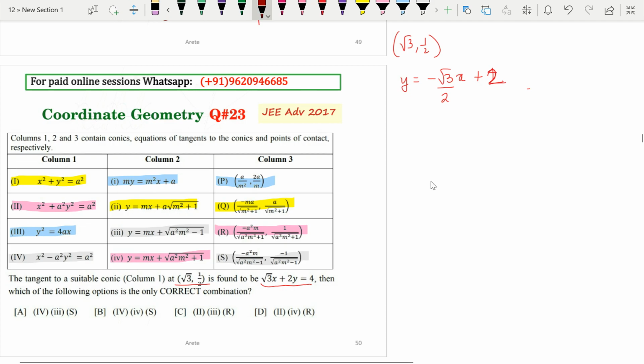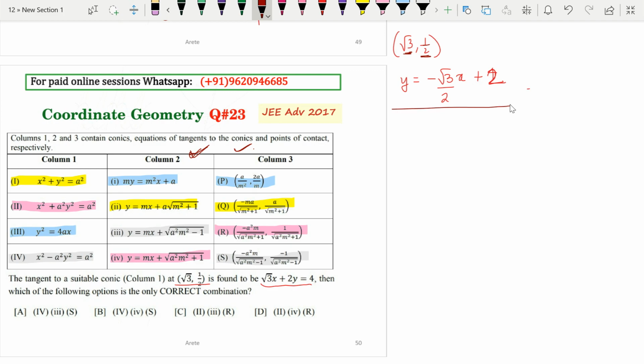Now what I'm supposed to do is compare with the equation of the tangents here, and then check column 3 whether it's the same as the point of contact. We are getting the correct point of contact. Okay, now let's go ahead. Before moving ahead, let's check one thing. Can you see that both coordinates are positive here, like same signs?